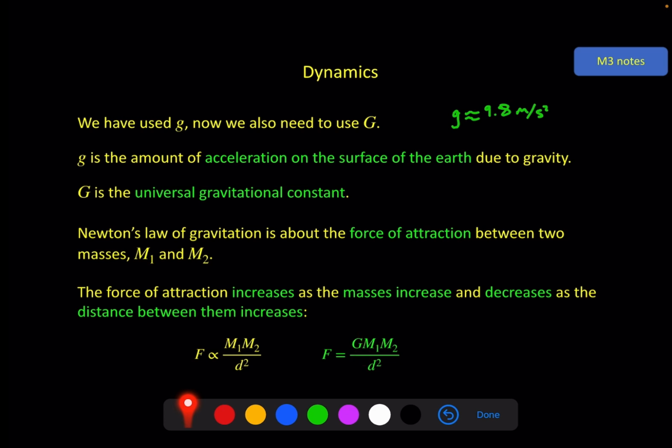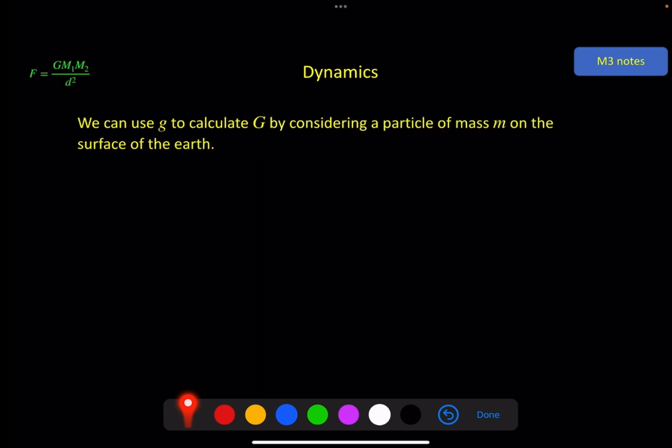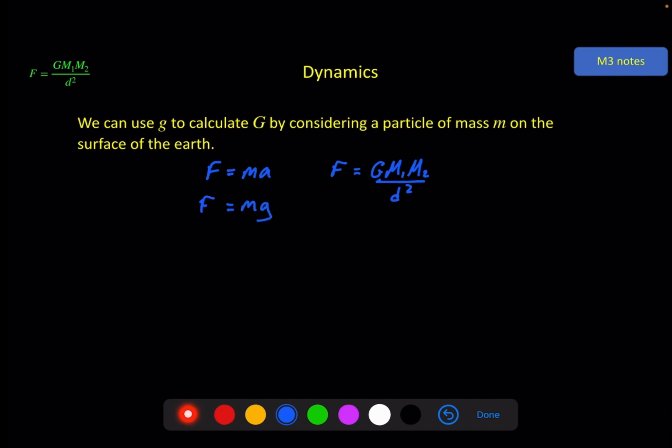And we can calculate that using things we know about the Earth. So if we use little g, we can calculate capital G by considering a particle of mass m on the surface of the Earth. Because we know two things now about F. We know F is equal to ma, and we know the gravitational attraction force is equal to G m1 m2 over d squared. So if we combine these two, because we know that mass times a for a particle of mass m on the surface of the Earth gives us mg. We've used that as weight many times before.